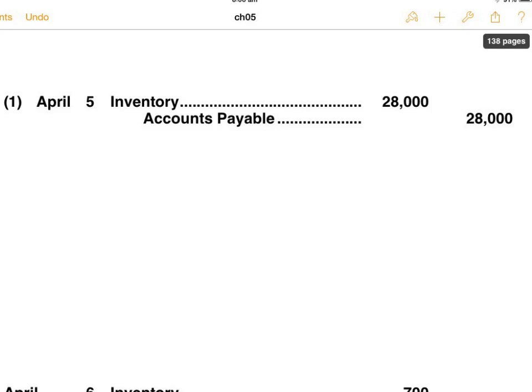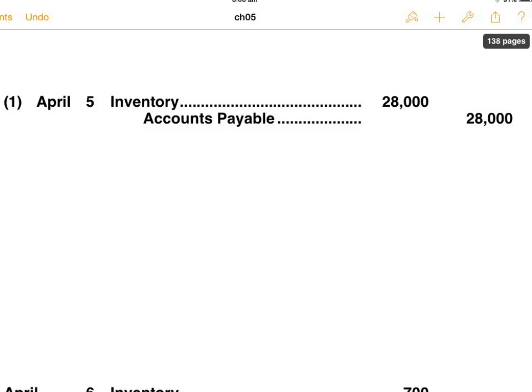On April 5th, purchased merchandise from Lyman Company for $28,000, terms 2/10, net 30. Well, I purchased inventory, so I have a new account called inventory. It's an asset account, so it increased. So debit inventory, $28,000. Credit accounts payable, because I bought it on terms, 2/10 net 30.